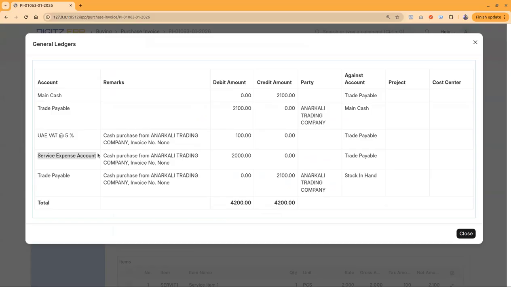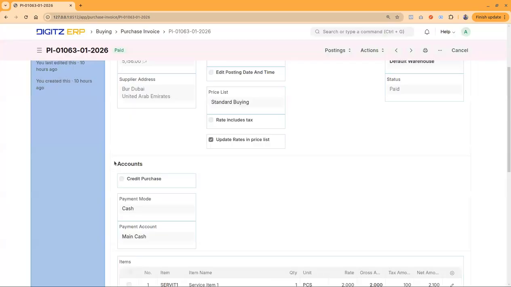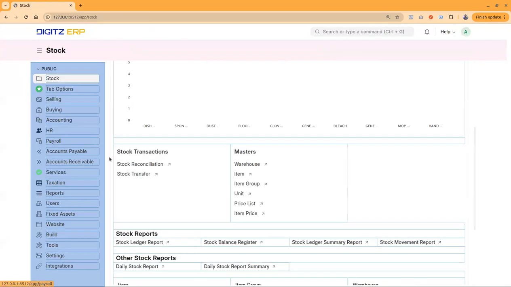But in terms of purchase with inventory items, there is no expense account reflecting. The expense account is reflected only when the sale happens, and it will be reflected as the cost of goods sold. So this is how the account treatment for the inventory as well as the service items occurs in DigiCRP. So let us see the P&L as well.